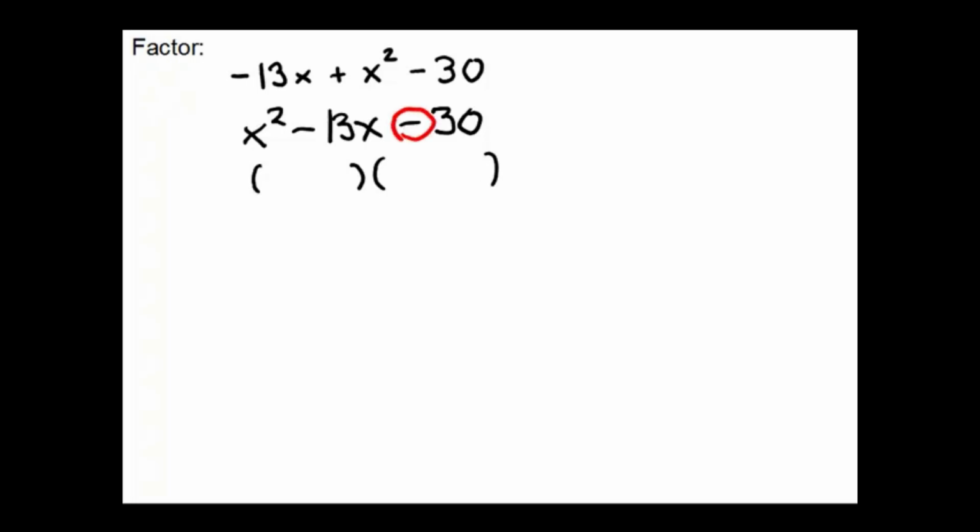Look at the last sign. It's negative, so that means we're going to have 1 of each. We will split the x squared into x and x, and we're looking at 30. So we have 1 times 30, 2 times 15, 3 times 10, 4 doesn't work, 5 times 6.